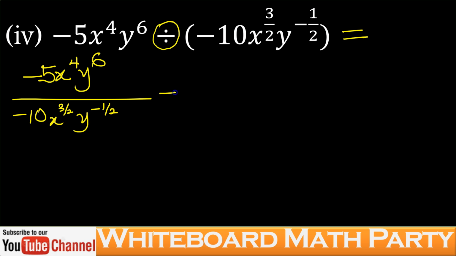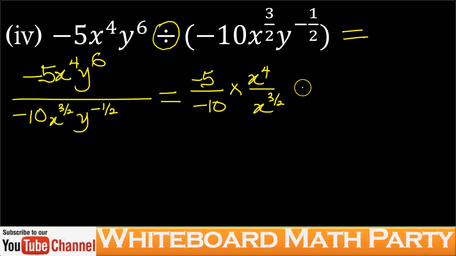Now, I'm going to make my work easy somehow. See the way I'm going to make it. There is x up here, there is x down here, there's y up here, there's y down here. I'm just going to separate the numbers together, the x's together, the y's together somehow. So I'm going to do something like this. Negative 5 over negative 10, they can stay together. Then times x to the power of 4 divided by x to the power of 3 upon 2. They can stay together times y to the power of 6 divided by y to the power of negative 1 upon 2. They are still together, right?